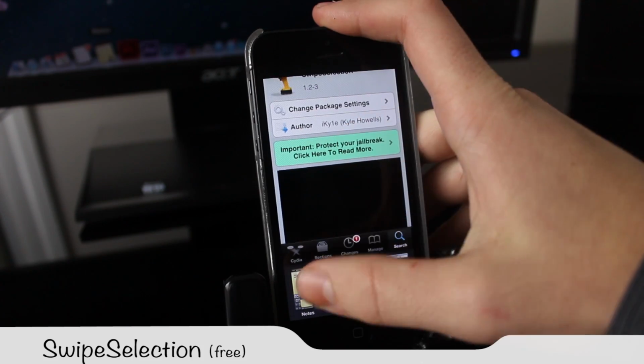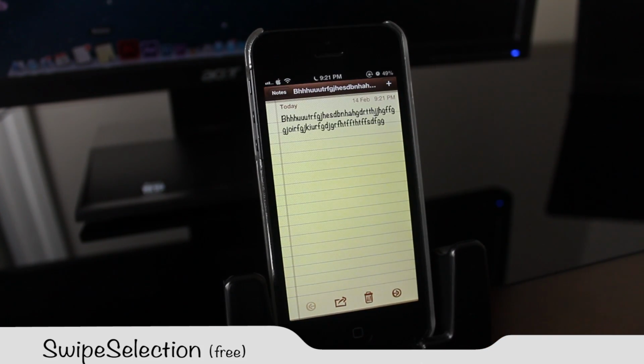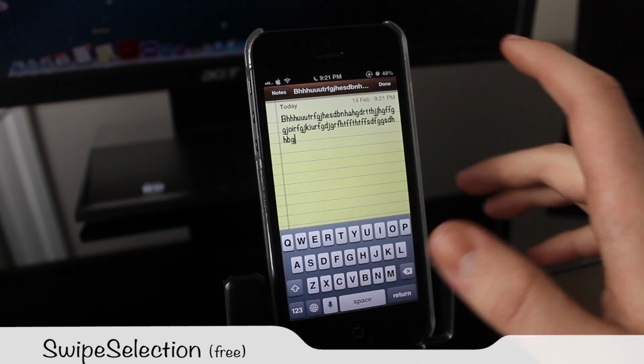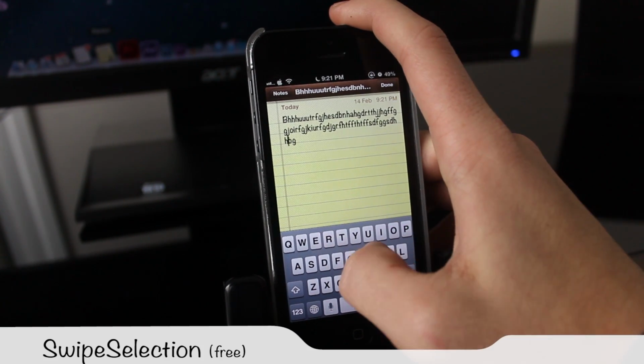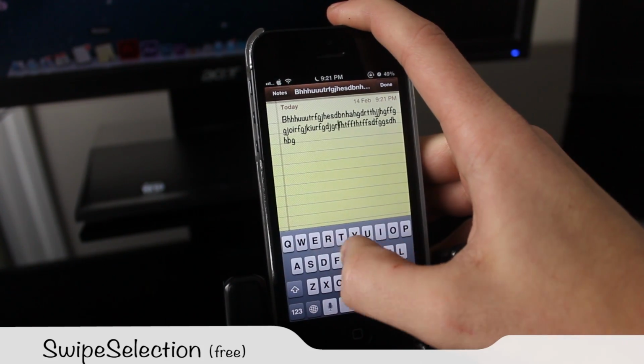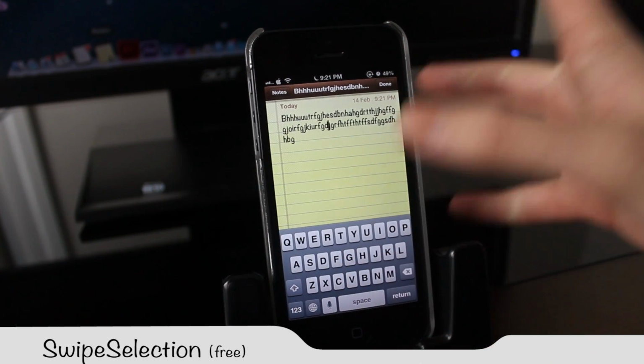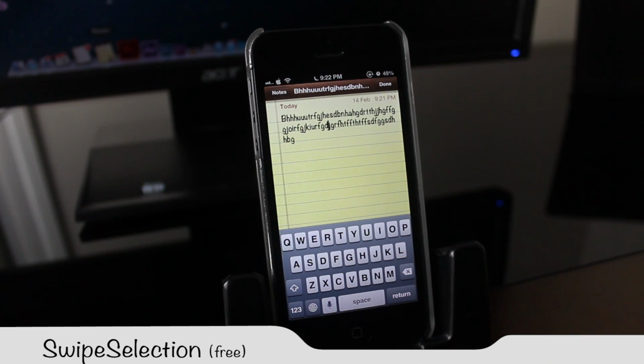Basically, what it allows you to do is move the cursor while typing with your keyboard. So here I'm typing away in Notes, blah, blah, blah, and I want to go back. I just take my thumb, slide it across the keyboard, and look at that cursor go. Isn't that so cool? It's very, very fast, easy to use, and it's just brilliant. I don't know why someone hasn't done it before.